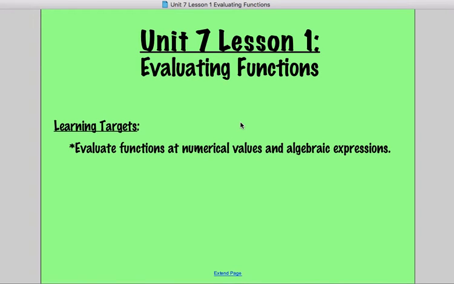Hello class, welcome to Unit 7, Lesson 1. Today we're going to be evaluating functions. Your learning target is that you can evaluate functions at numeric values and algebraic expressions.